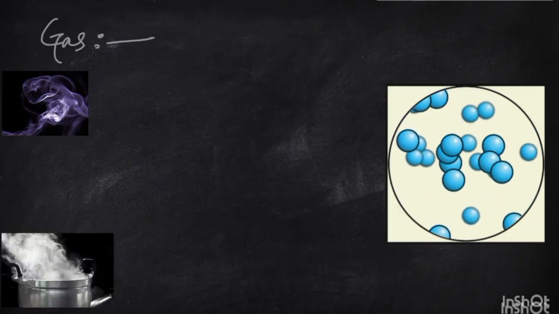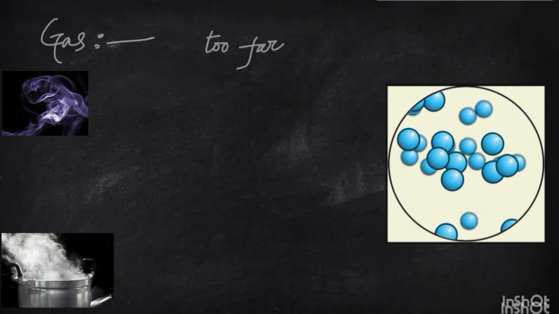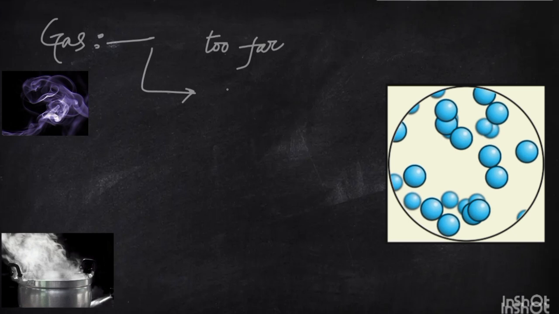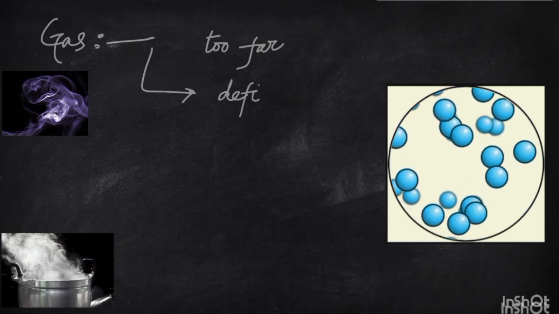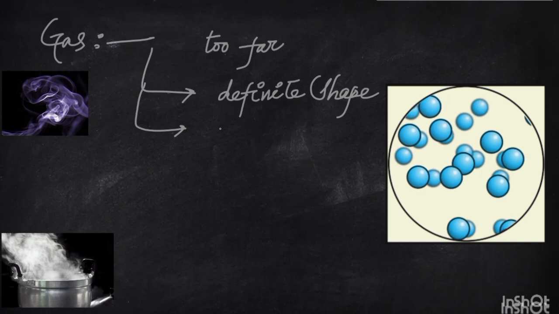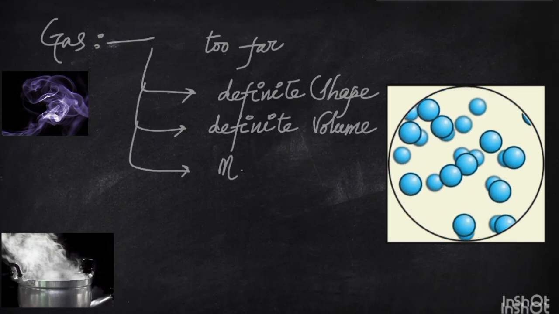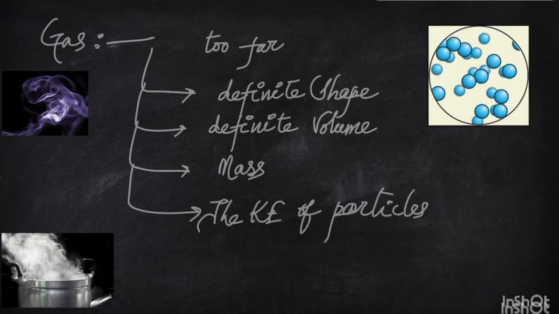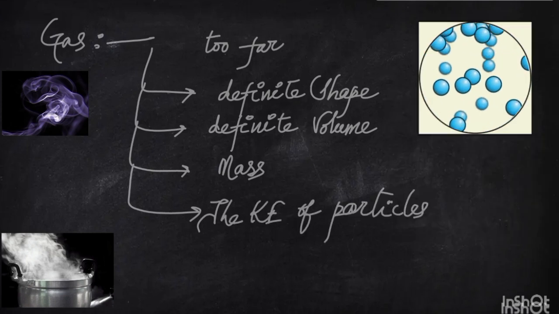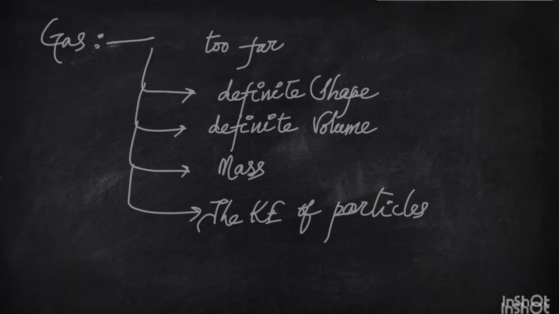Gas. Here the tiny particles are too far, so the attraction force is very less. So they don't have definite shape, they don't have definite volume, they have mass. The kinetic energy is too large compared to liquids and solids. As the separation between the particles is more, they have enough space to move.